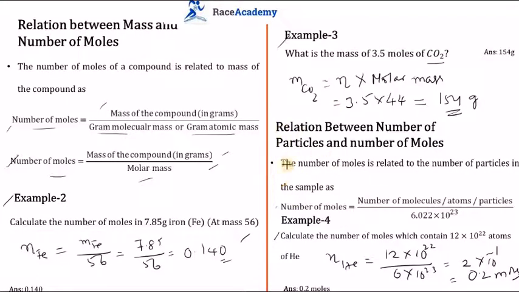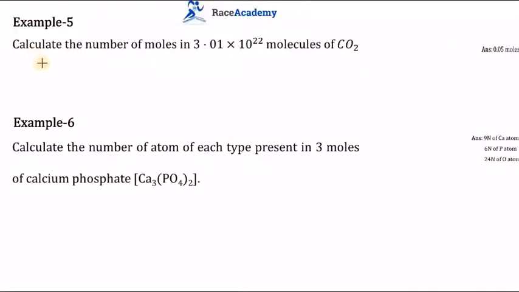Okay, let us move on to the next one. We have a problem in this. Calculate the number of moles of 3.01 into 10 to the power 22 molecules of CO2. So what is the number of moles formula? Number of moles is equal to number of particles given, 3.01 into 10 to the power of 22, divided by 6.022 into 10 to the power of 23, the Avogadro number.